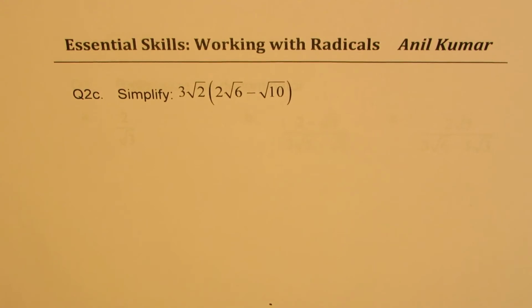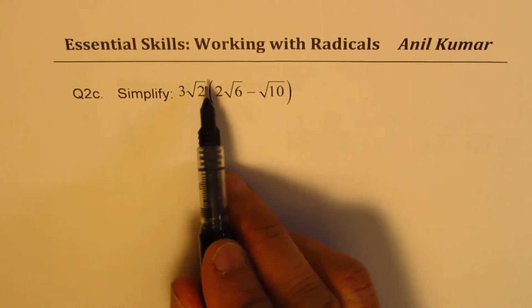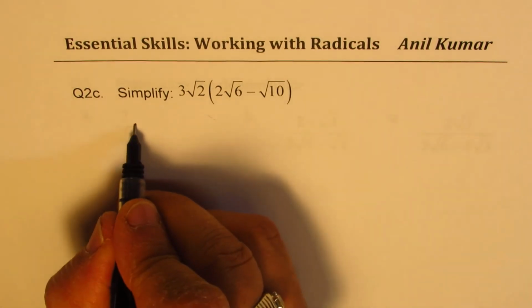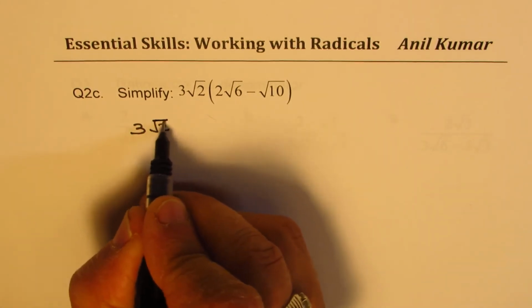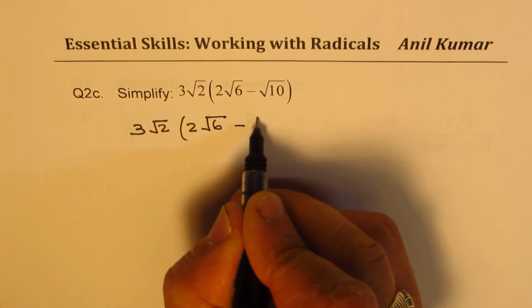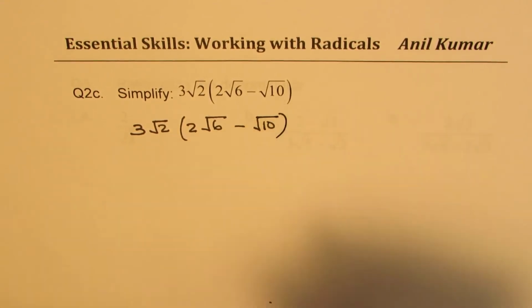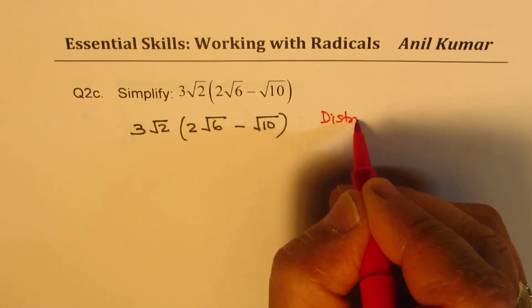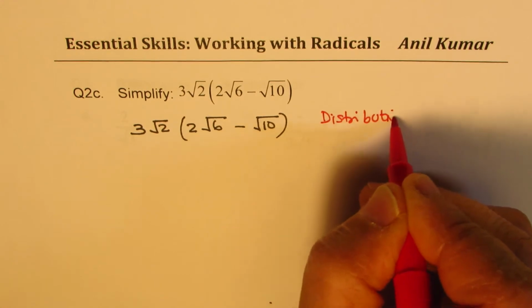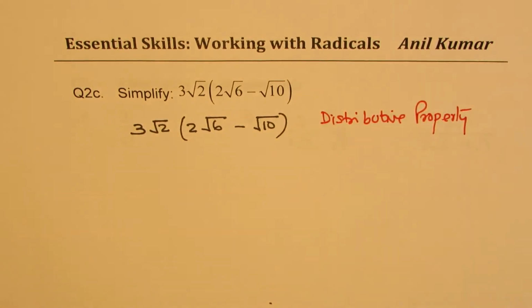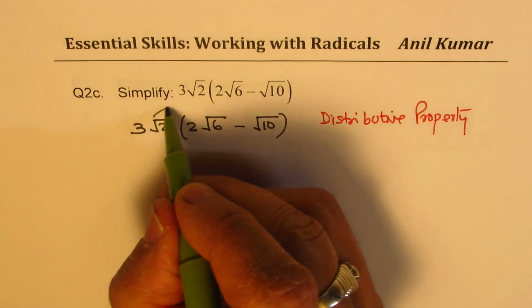Number 2c, simplify 3 times square root 2 within bracket 2 square root 6 minus square root 10. So let me rewrite this question. Right? So we have 3 square root 2 and within brackets is 2 square root 6 minus square root of 10. So we'll apply the distributive property, right? So we'll apply the distributive property, which really means that I need to multiply this with both.